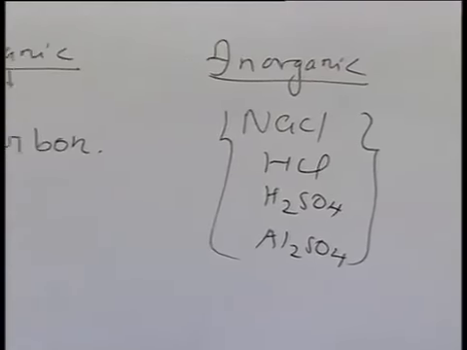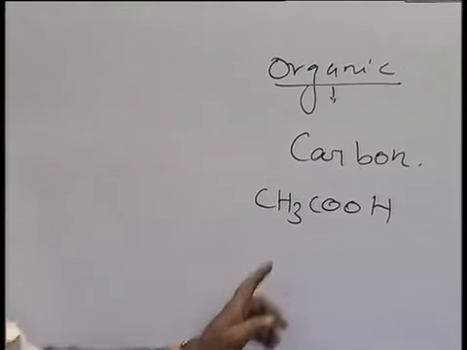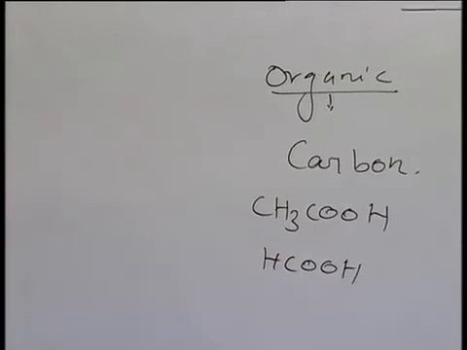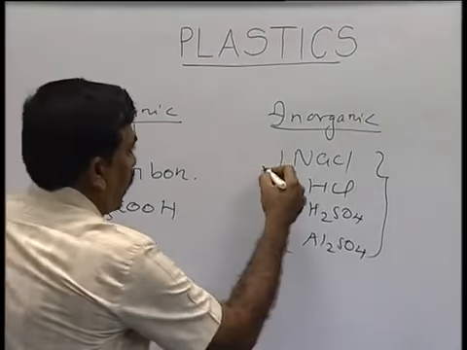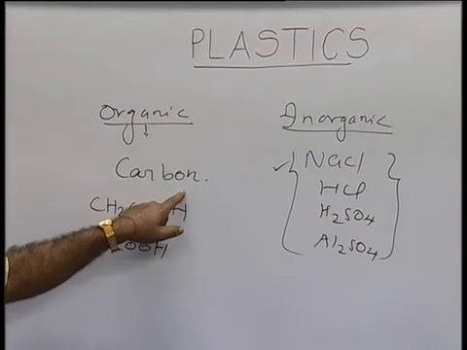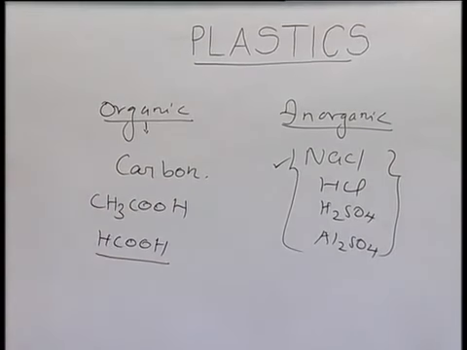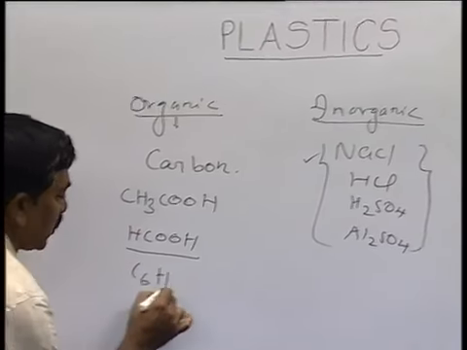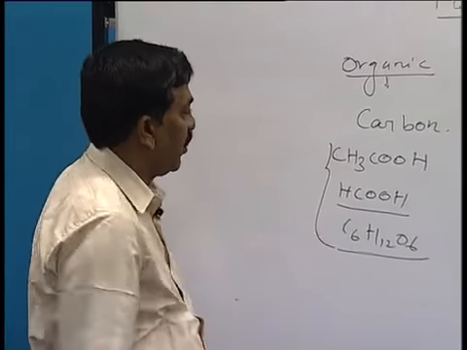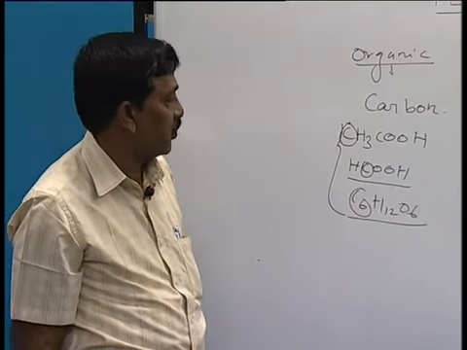What about the organic molecule? You know the familiar example, acetic acid, CH3COOH, acetic acid, formic acid. We are very familiar with the inorganic compounds. Then organic compound, it must contain carbon atom. See acetic acid, CH3COOH. Formic acid, HCOOH, the normal glucose, C6H12O6. These compounds contain carbon atom. So they are called organic molecules, right?